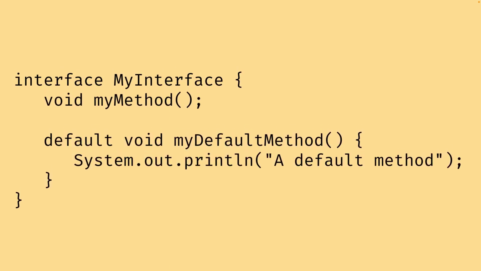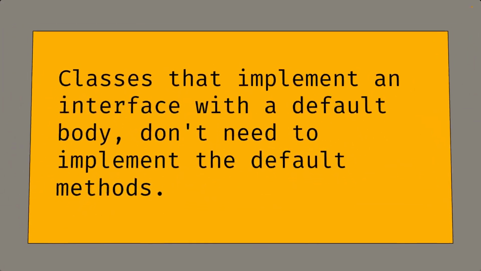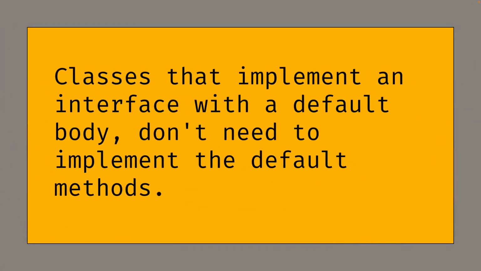Here's the syntax for a default method in an interface. You can see it uses the keyword default to indicate the method will have a body. Without this keyword, the code won't compile. Classes that implement the interface do not need to provide a body for the default method, but they can override it if they choose to do so.